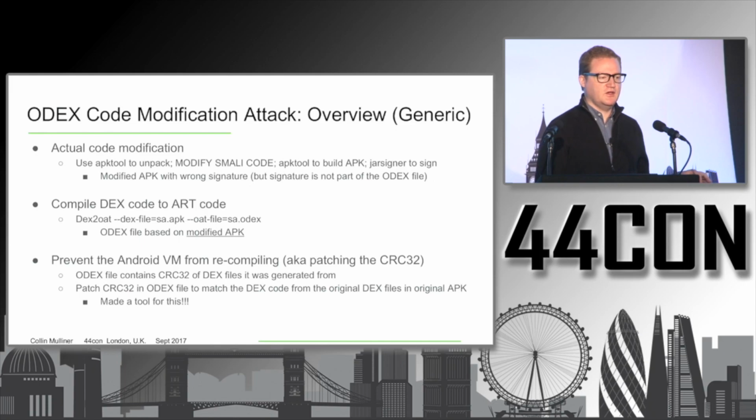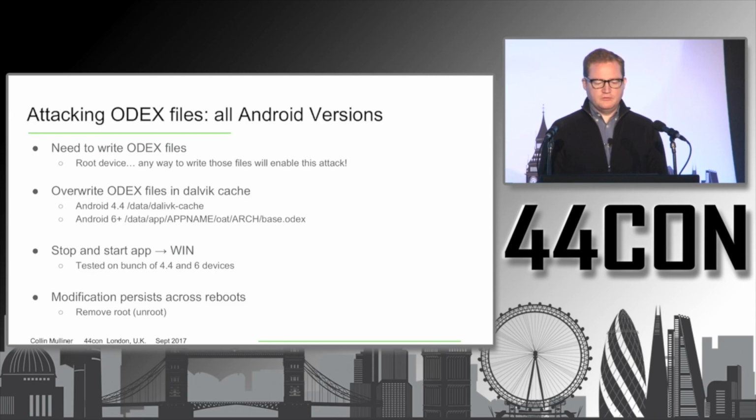You just write a new APK to the file system, and when you start, it's like, yep, that doesn't match. So what would you obviously do? You just patch the CRC to match the original DEX file, and I made a very simple tool for that to automate it. You say, here's an ODEX file, here's another ODEX file, here's the CRC, replace CRC. And this attack basically works on all Android versions.